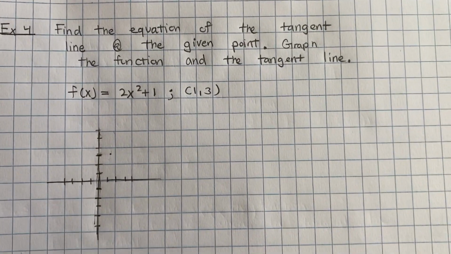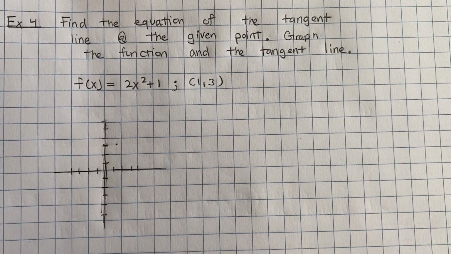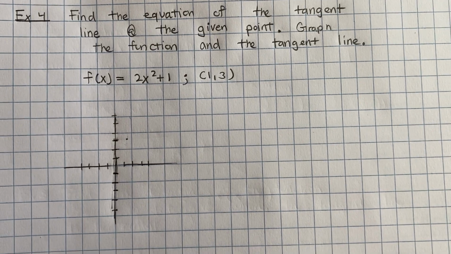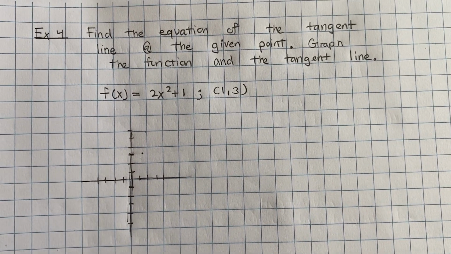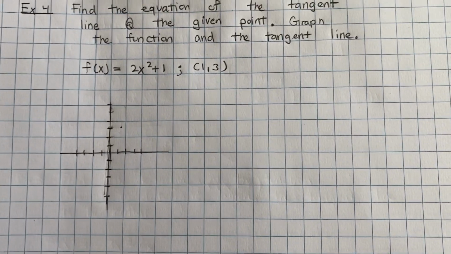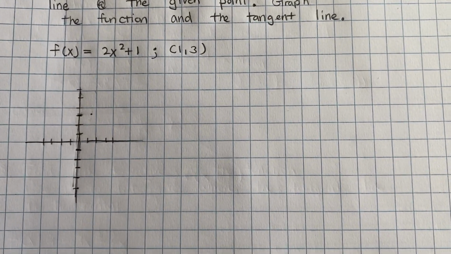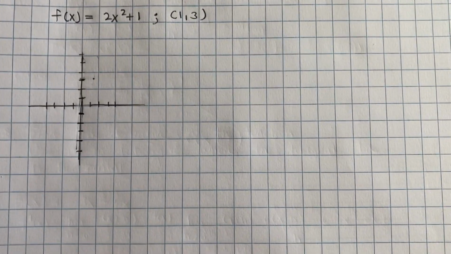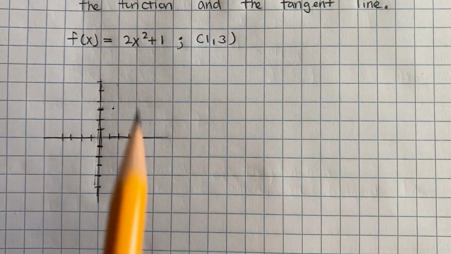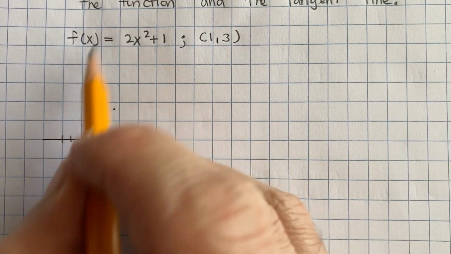It says, find the equation of the tangent line at the given point, and graph the function and the tangent line. So let's start with a graph. The graph of this problem will look something like this. It's a parabola, and if I ask you, what's the vertex of f of x? You would say it's (0, 1). And if I ask you the orientation of this parabola, you would say it's opening up.